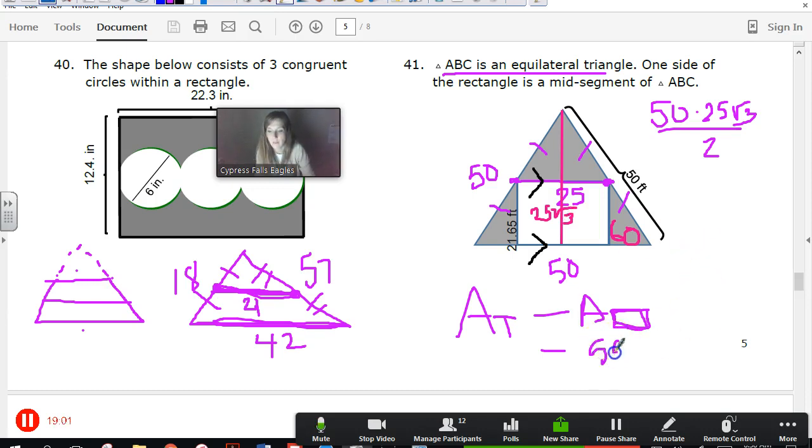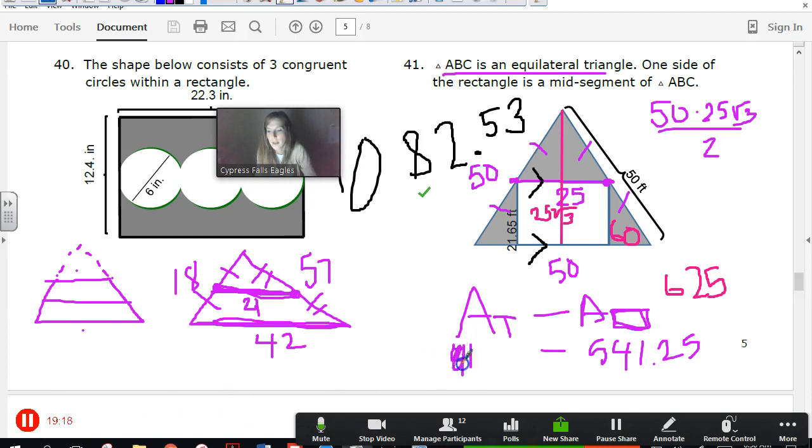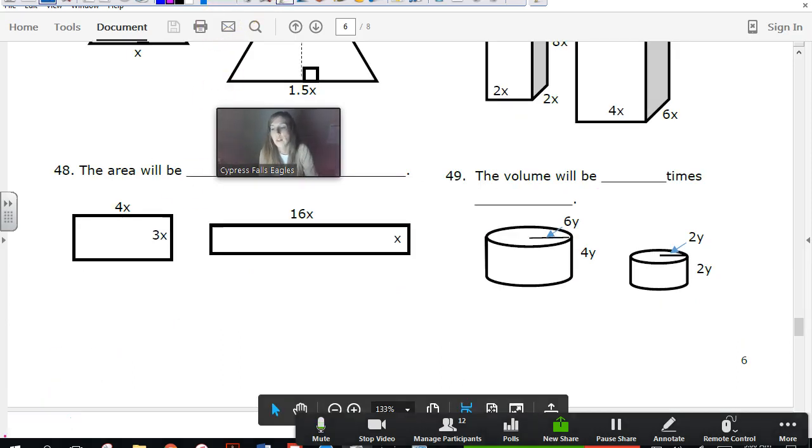So this one's 541.25. And who has the area of the triangle non-exact? Non-exact. Thank you. Oh, root 3? No. Yeah, I forgot. Sorry. So 1,082.5. And we can subtract 541.25. Do you get 5? We get like 541 again. That's really awkward. That's weird. 541.3-ish.